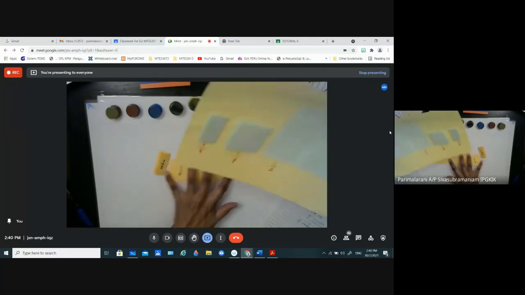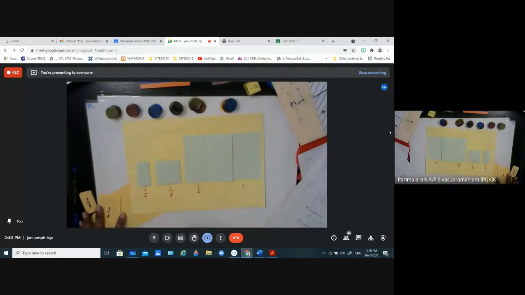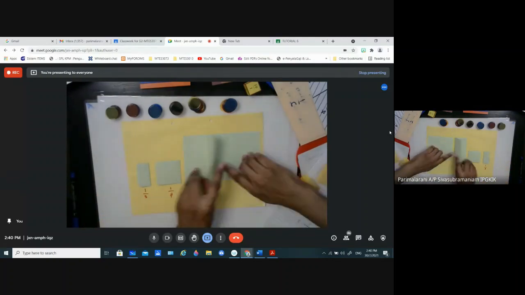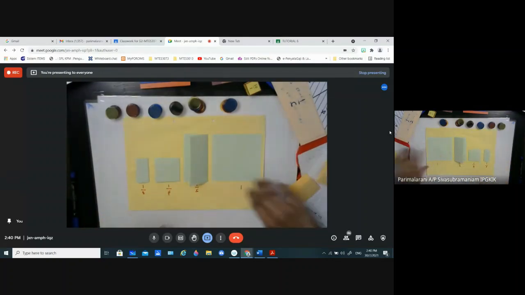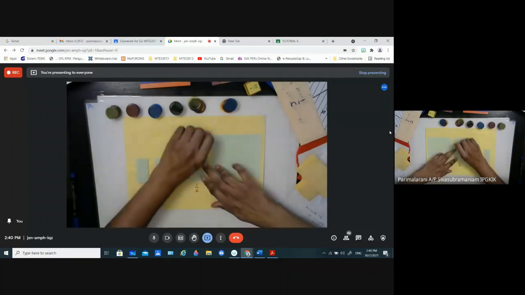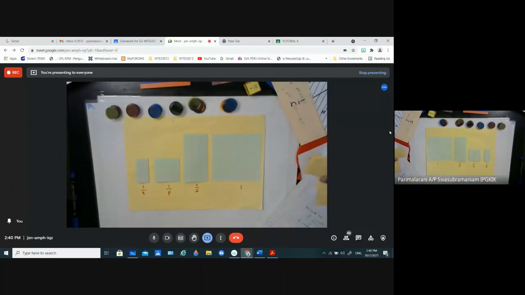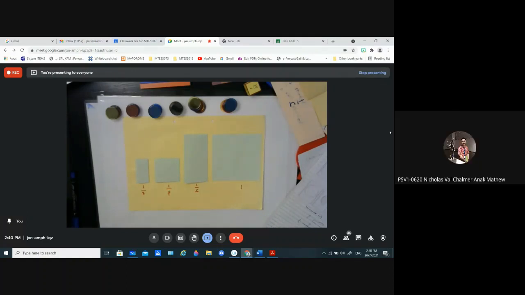Okay, you can ask them to paste all this on a paper or in the exercise book like this. Okay, this is half. Any questions? No. Okay.